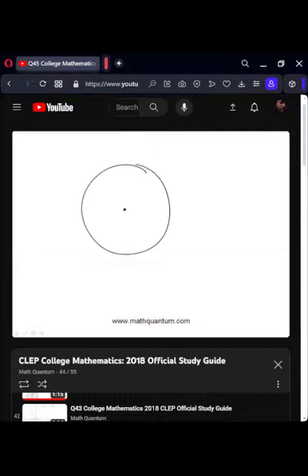We're given a circular pizza with a 16 inch diameter, so 16 inch diameter, which means the radius is 8 inches, is cut into 12 equal slices. What is the area in square inches of each slice? So the entire area of the pizza would be pi r squared, where r is the radius. That's 64 pi.